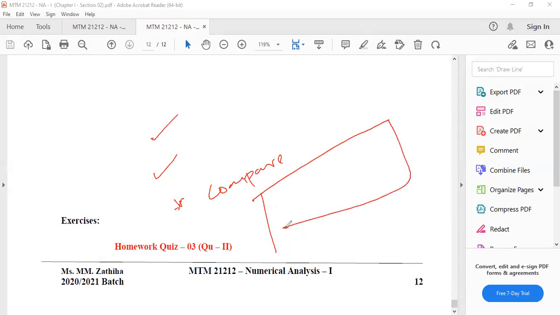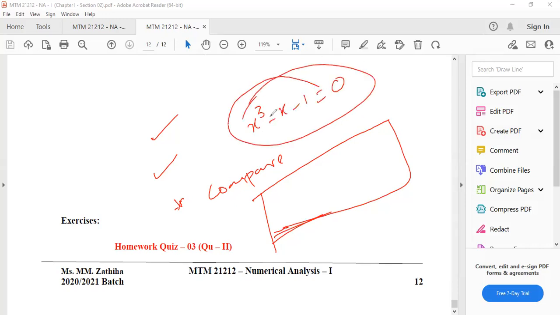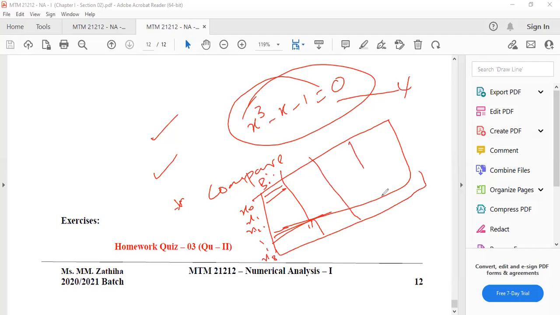For example, let's take x cubed minus x minus 1. The same question comes in all four methods. So you may have the answers and you just compare. What is the bisection method's x1 value? What is x0? What is x2? Up to wherever you go. Like, for example, we have gone up to x8 for the regula falsi method. So there are four methods: bisection method, Newton-Raphson method, fixed point method and regula falsi method.